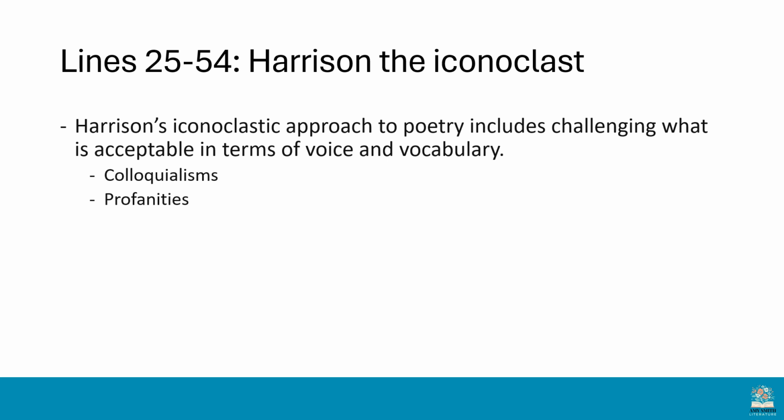Between lines 25 and 54 then, Harrison is an iconoclast. And remember, iconoclast is about destroying traditions. His iconoclastic approach to poetry includes challenging what is acceptable in terms of poetic voice and poetic vocabulary. If you've studied the GCSE anthology for HEA, you will know there's lots of nature, there's lots of love in there, there's lots of really beautiful imagery. If you're doing Keats as part of your A-level, again, the imagery is really luscious and rich, and there's a particular kind of language that we expect from poetry.